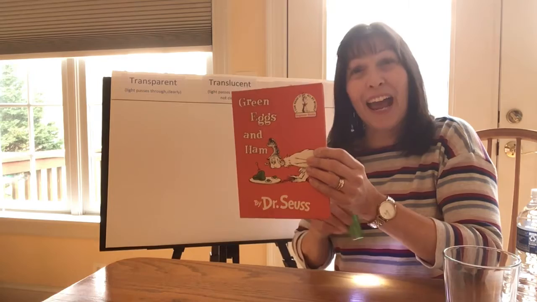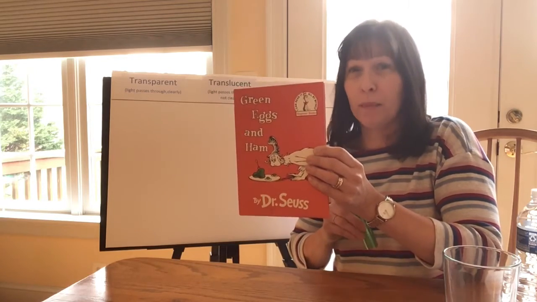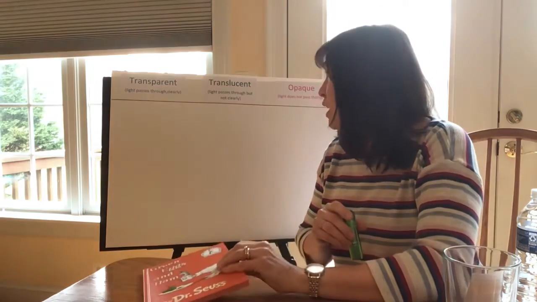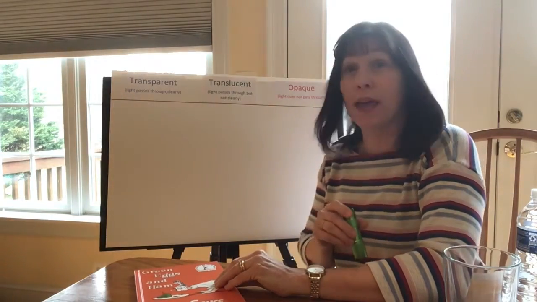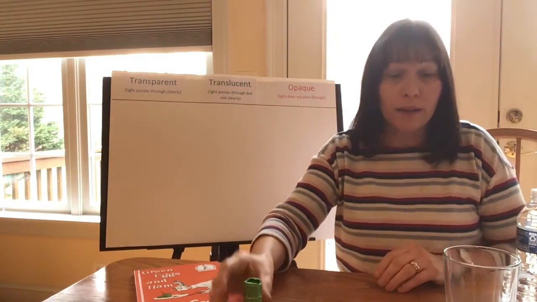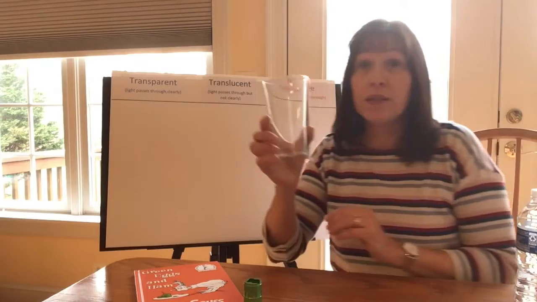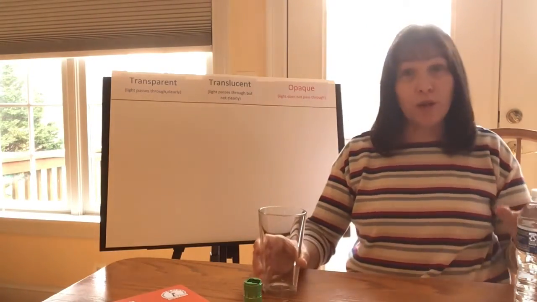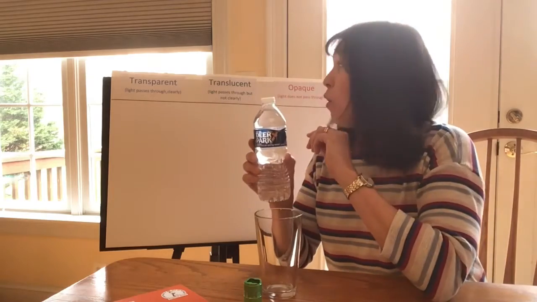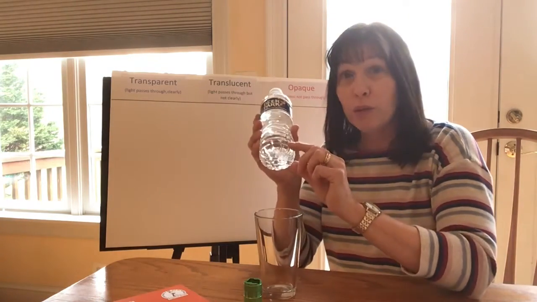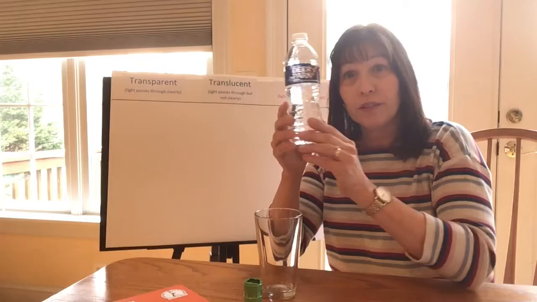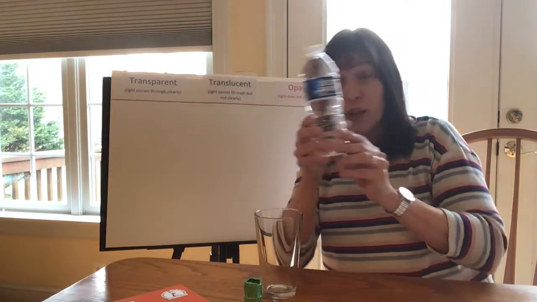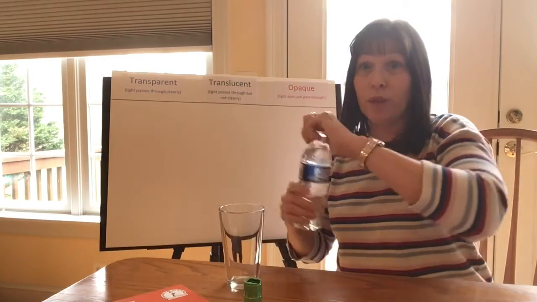So they're really like adjectives. They describe something. The words transparent, translucent, and opaque. I'm going to do something quickly. So the first thing we talked about was the glass. I want to show you something. Another example of transparent, you can see through it, it's a bottle of water. You can see through the water.